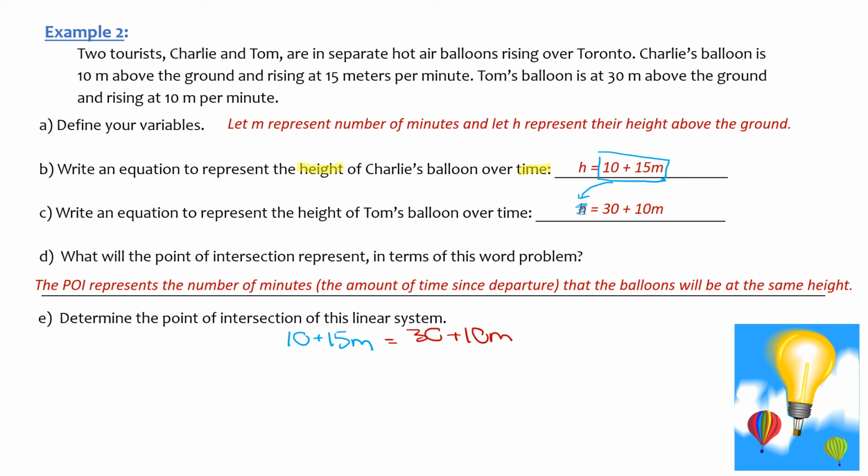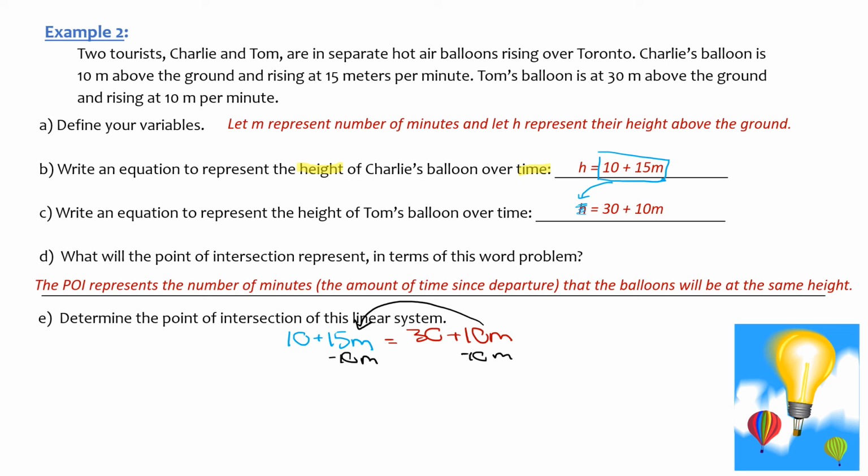Okay, I'm going to collect my m's first, and I can put them on whatever side I want. I tend to put them on the side that will make the number in front of the m positive. If I subtracted 15m here, I would end up with a negative 5m on that side. And that's fine, but it's just a little easier sometimes if you can have your variable be positive instead of negative. So instead of doing that, I'm going to bring the 10m over to this side by subtracting 10m from both sides, and that allows me to have a positive coefficient in front of my m.